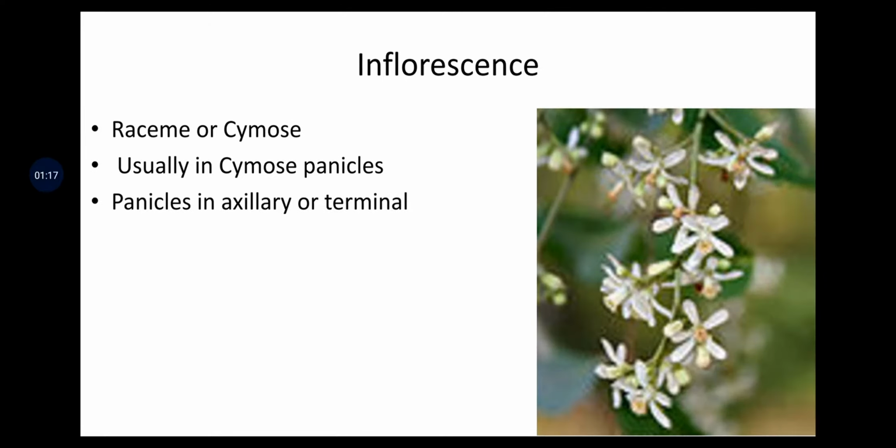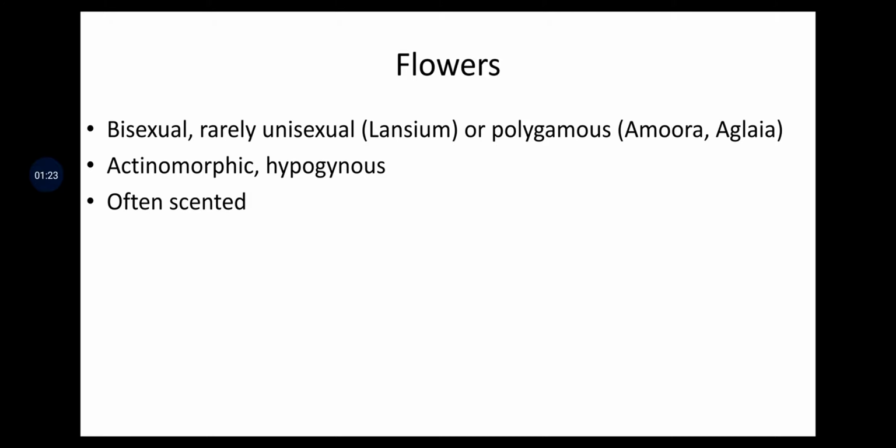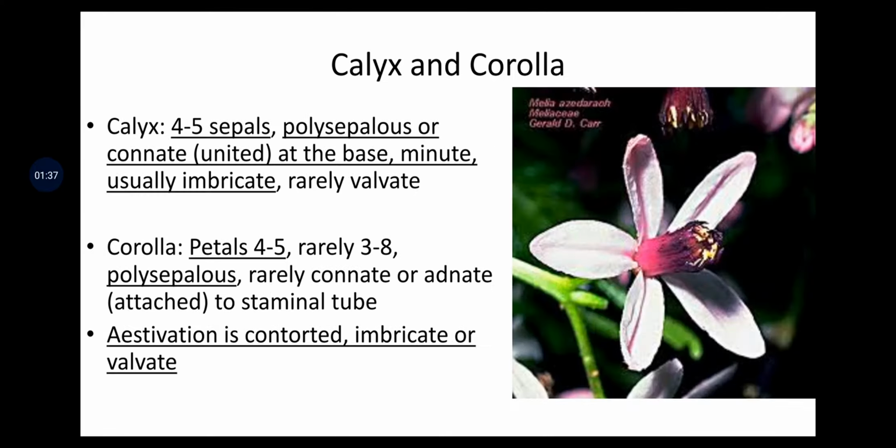Inflorescence is raceme or cymose, usually in cymose panicles. Panicle in axillary or terminal form. Flowers are bisexual, rarely unisexual. Unisexual flowers are found in Lansium or polygamous found in Amoora and Aglaia. Actinomorphic and hypogynous flowers often scented.